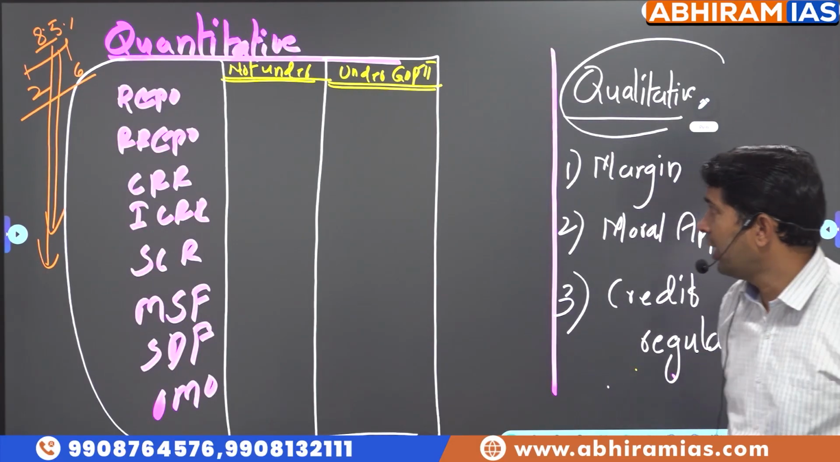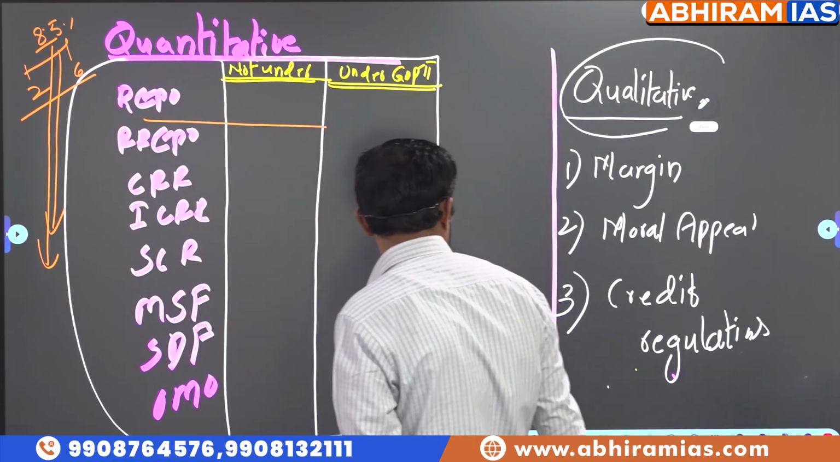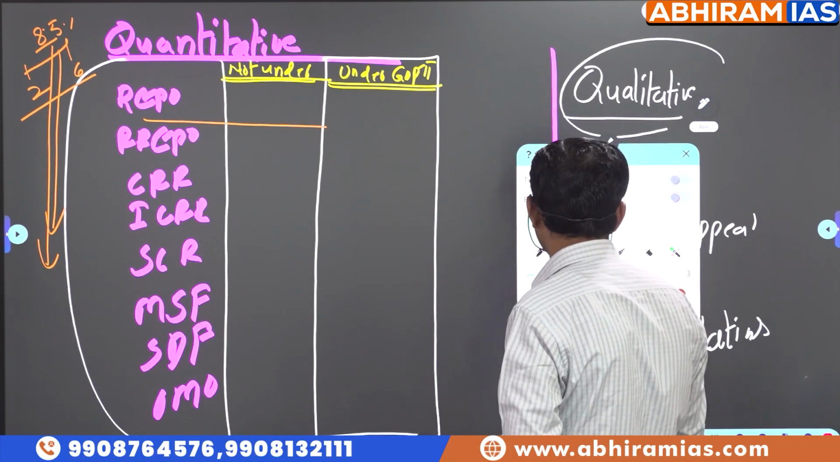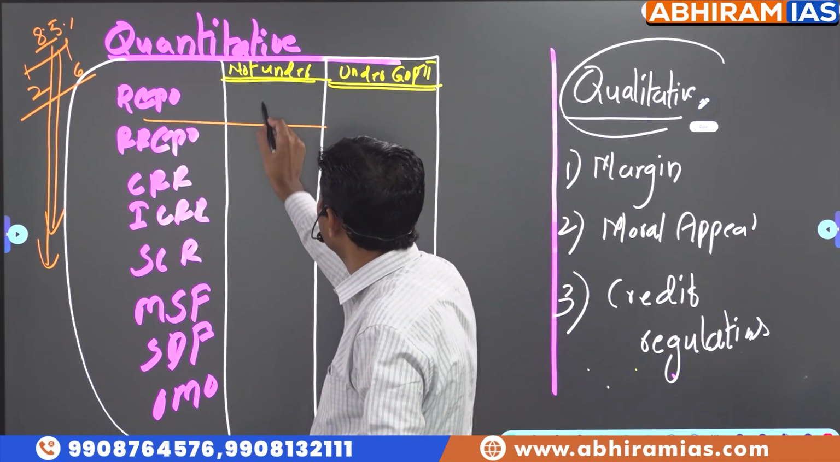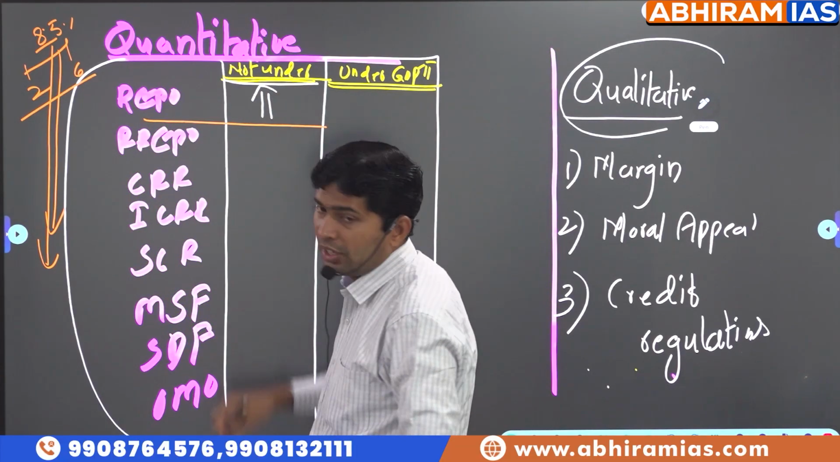To reduce money supply, what should be done with the repo rate? What does RBI do with repo rate? Will it increase or will it decrease? So RBI increases repo rate. When does RBI increase repo rate? When inflation is not under control.